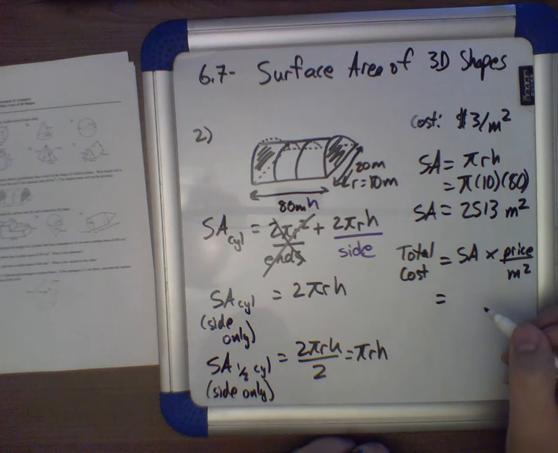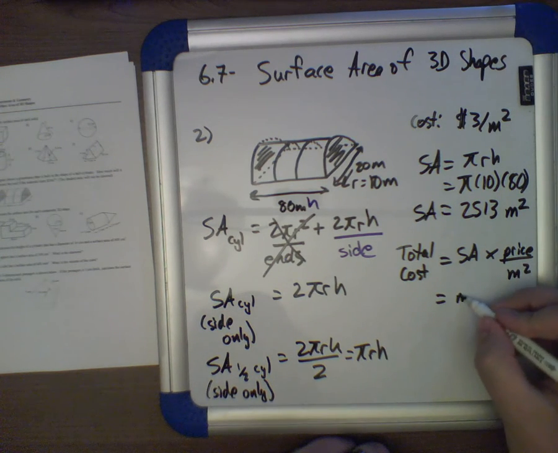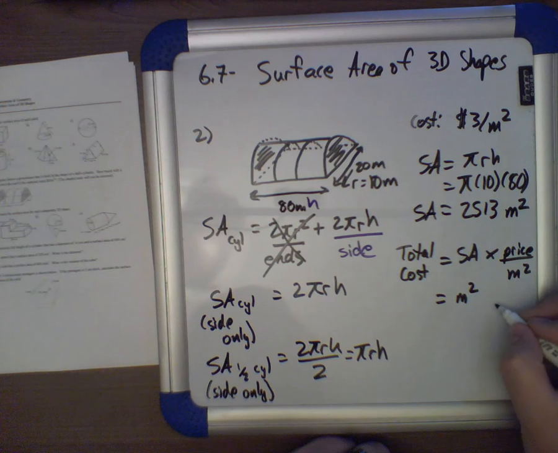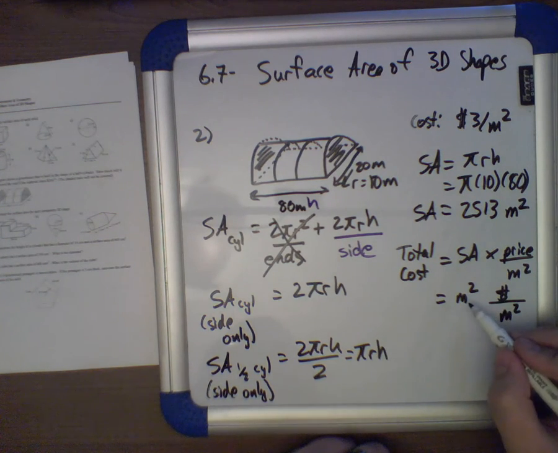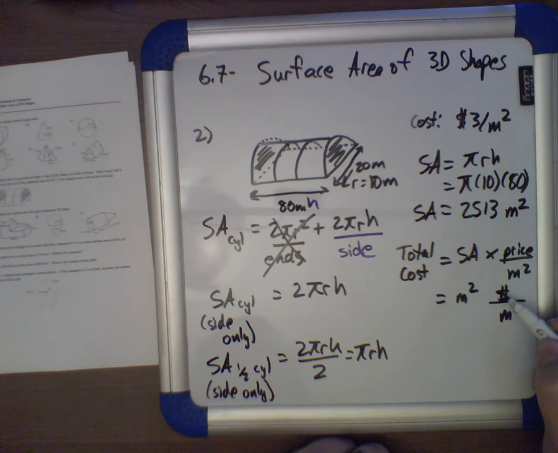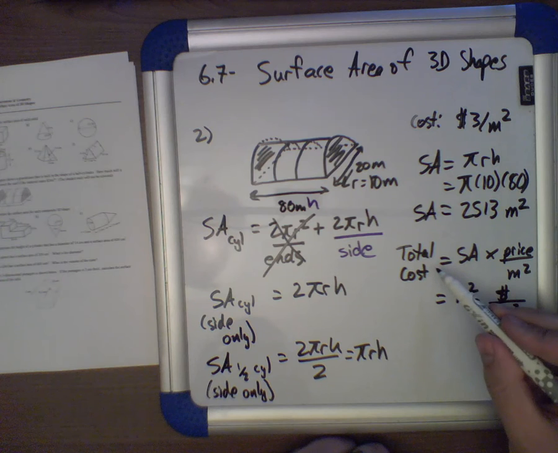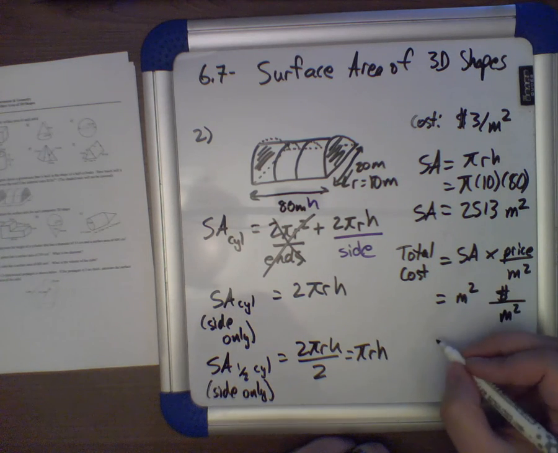equals our surface area times our price per meter squared. Let's just look at that with the units for a moment. Surface area is meters squared times dollars per meter squared. I have meters squared on the top and on the bottom. They're going to cancel out. I'm just left with numbers at the end, which makes sense because we're trying to find our total cost. So let's plug in our numbers.